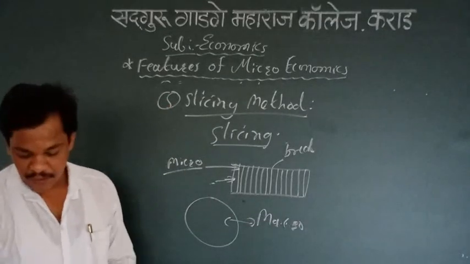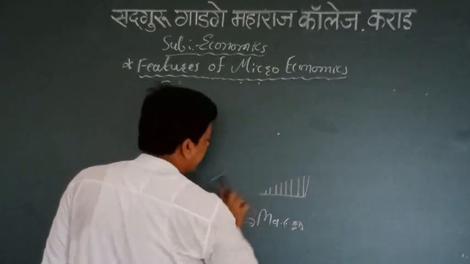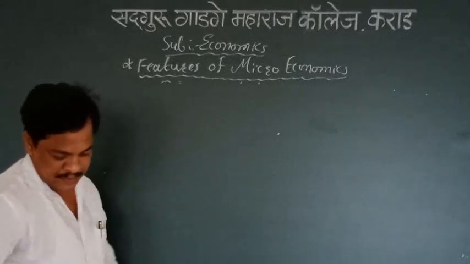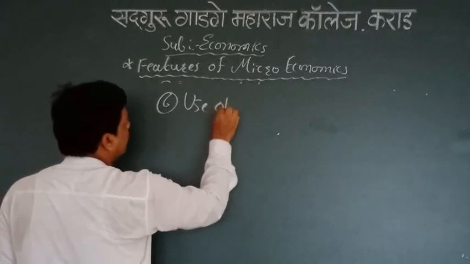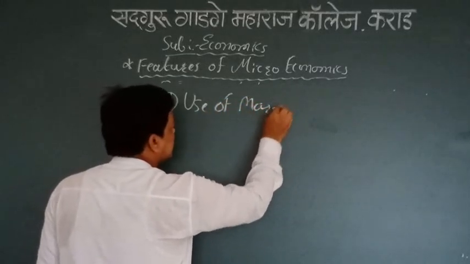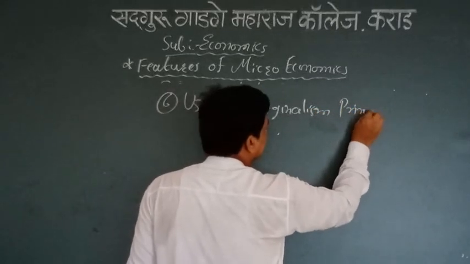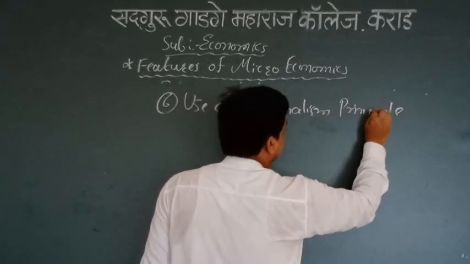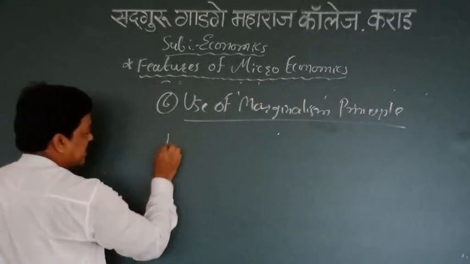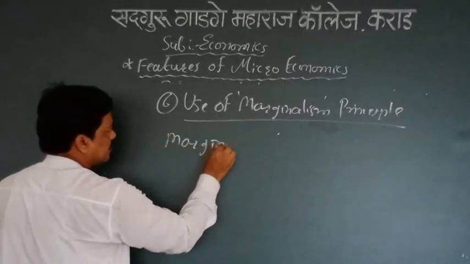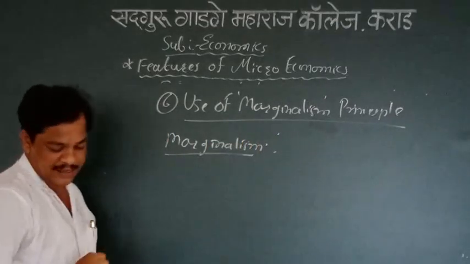Point number 5 is the slicing method. Now point number 6, that is use of the marginalism principle. This term is new for you, marginalism. First I will discuss what marginalism is.